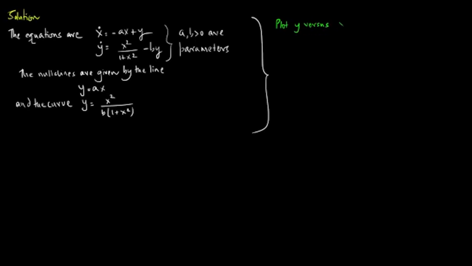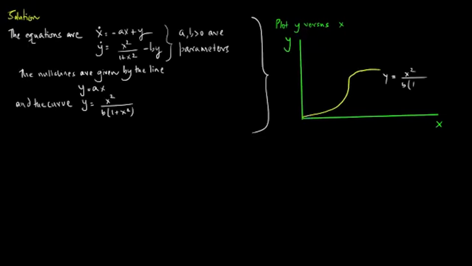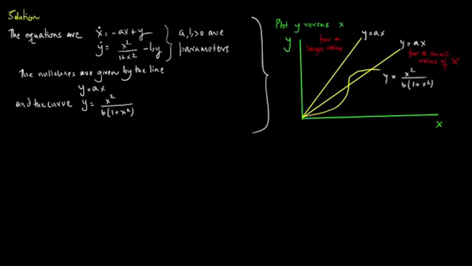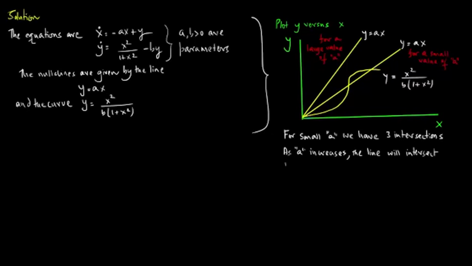Now let's plot y versus x, and that's y is equal to x squared divided by b times 1 plus x squared, and that's the line y is equal to ax. Note that this is for a small value of a. We plot another line y is equal to ax, and this is for a large value of a. For small a, we have 3 intersections. As a increases, the line will intersect the curve tangentially. For larger values of a, the origin will be the only fixed point.